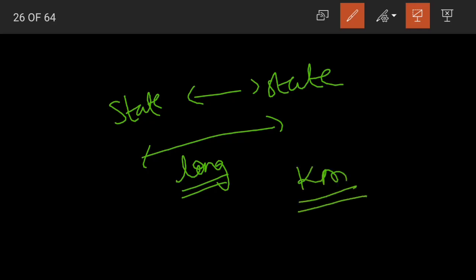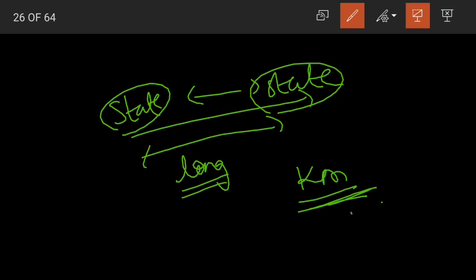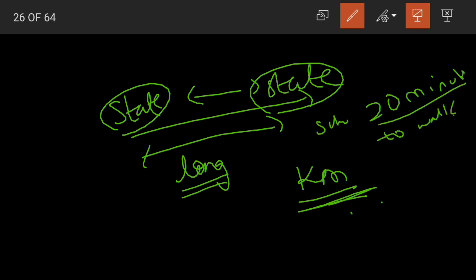What do we measure it using? What is the unit of measurement, children? It is kilometers. Understood? Not only these from state to state. For example, if it takes you around 20 minutes to walk from your school to your home.